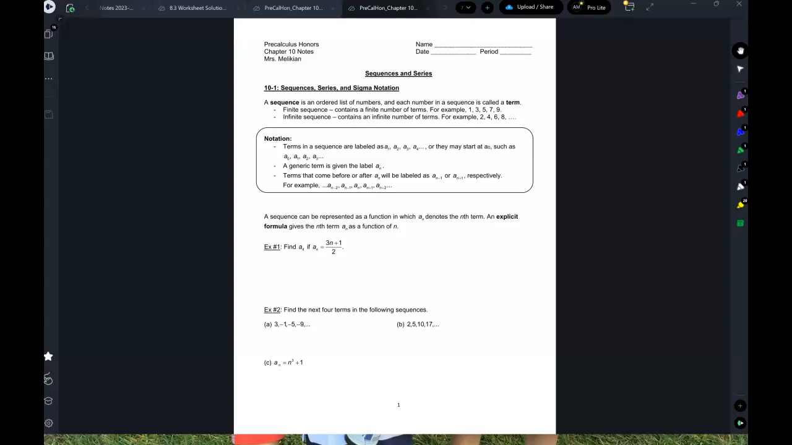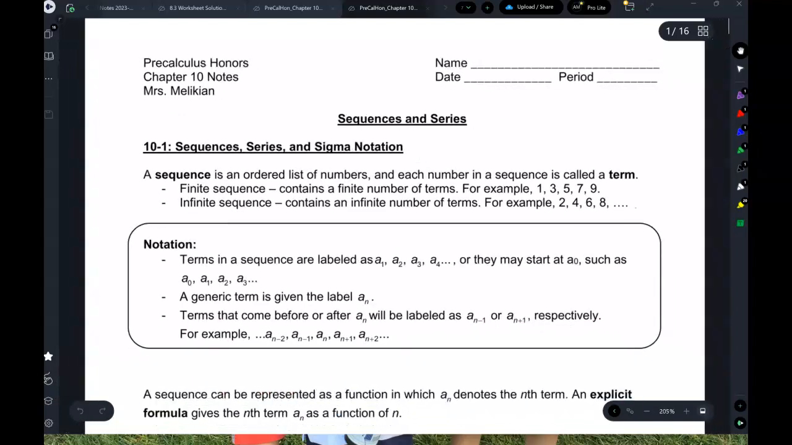Okay, this is about sequences and series, right? We're going to start in section 1 with a general overview of sequences and series, and then in sections 2 and 3 go more specific into the different types of sequences and series.